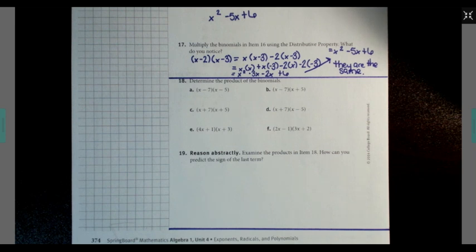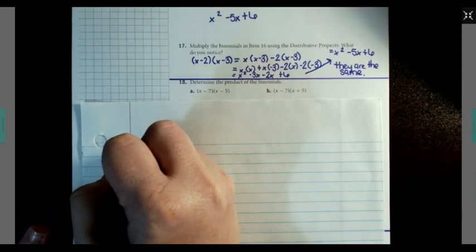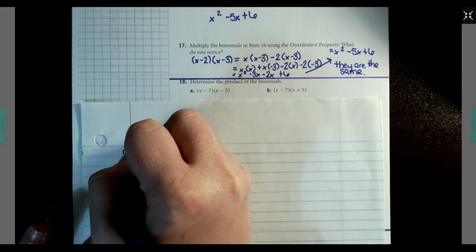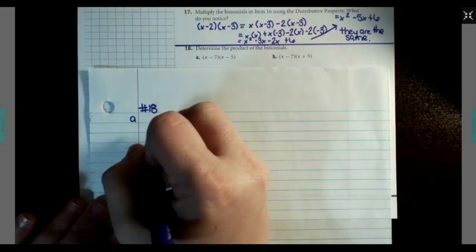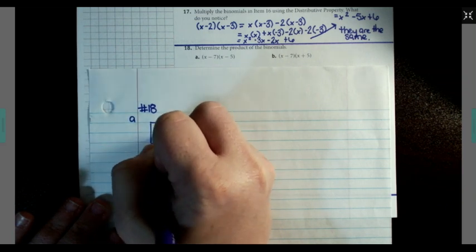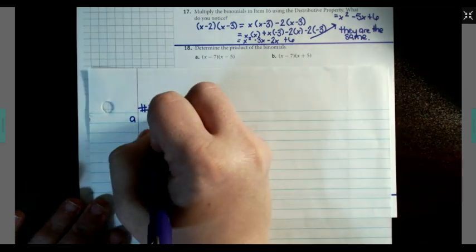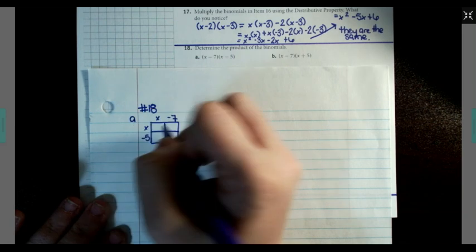Number 18. Determine the product of the binomials. I prefer the graphic organizer, so that is how I'm going to do 18 all parts. And just because of room, I'm going to go ahead and work this on another piece of paper. We have x, -7, x, -5.